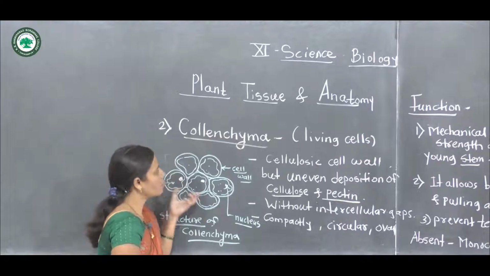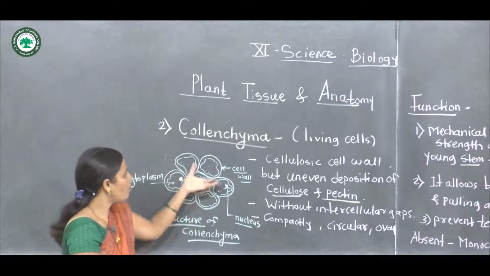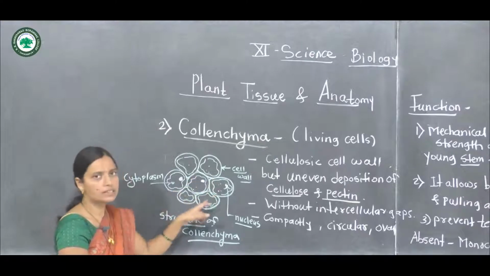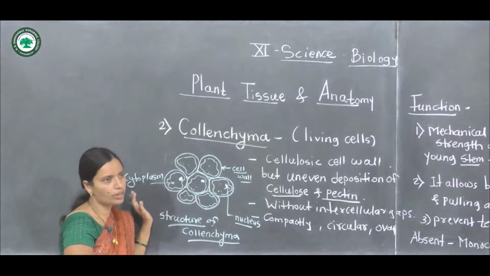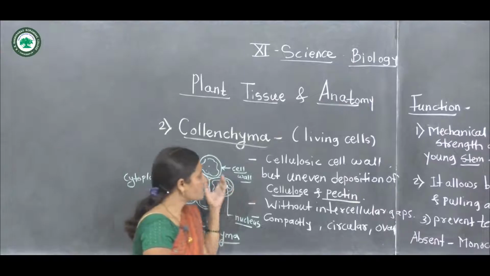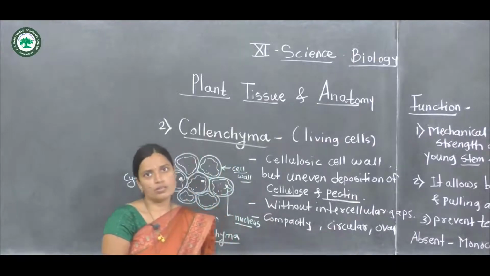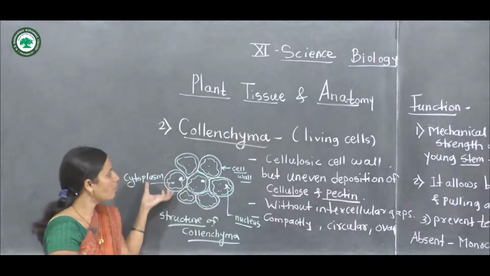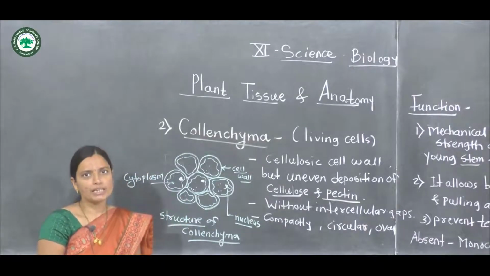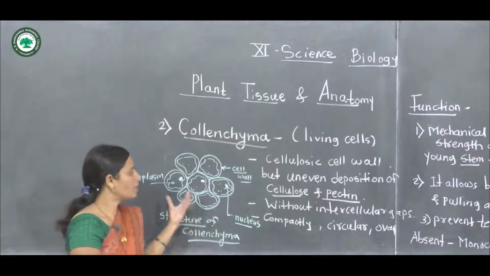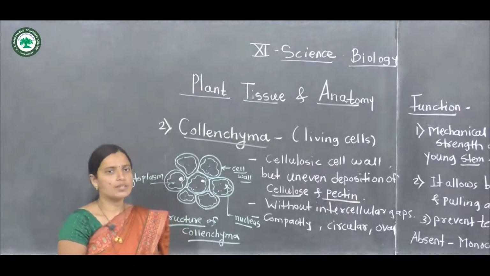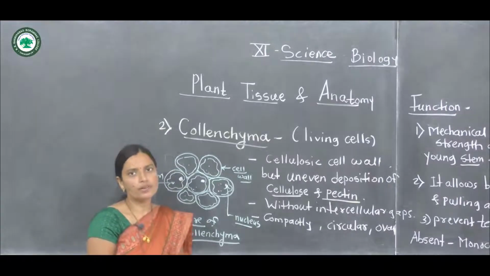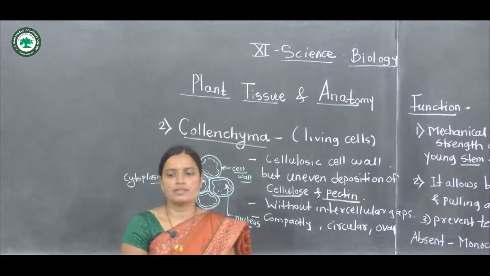These collenchyma cells are compactly arranged, which means there is no gap; intercellular spaces are absent in the collenchyma cells. These cells are circular or oval in shape. The cytoplasm contains a nucleus, found inside these collenchyma cells.